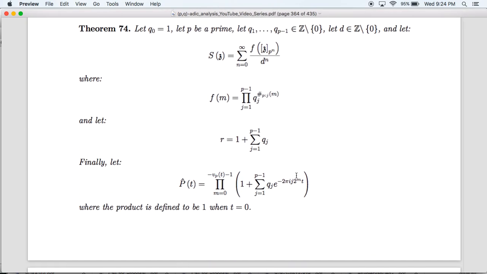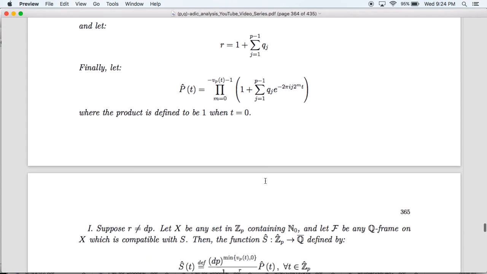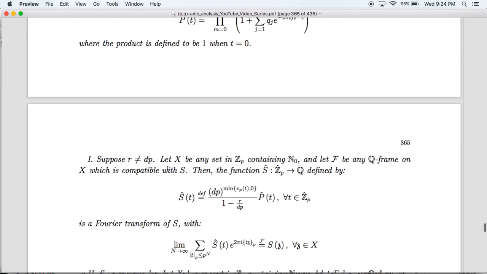So anyhow, at the end of this, we have the following. Let S of z be this F-series, where f of an integer is there. And here, so again, q0 is equal to 1. Let little r be that. And finally, let p hat of t be equal to this, where the product is defined to be 1 when t is equal to 0. If r is not equal to d_p, let X be any set in Z_p containing N_0, and let f be any q-frame on X which is compatible with S.